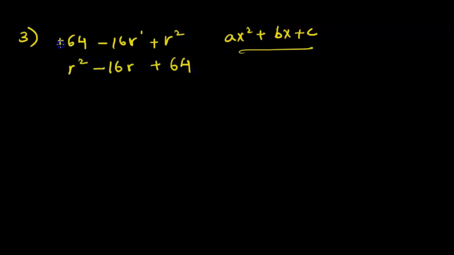There was no sign in front of 64, so that is a plus sign. That's what we put here. So this is plus r square that comes here. Minus 16r comes down as is because it's bx, right in the middle. Now this is the right form of question.